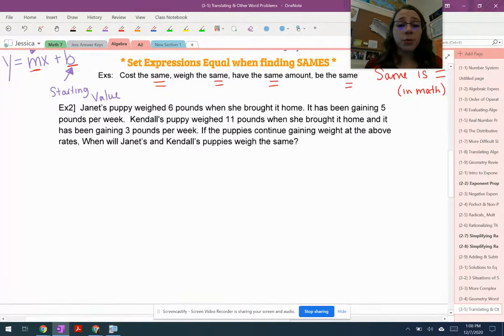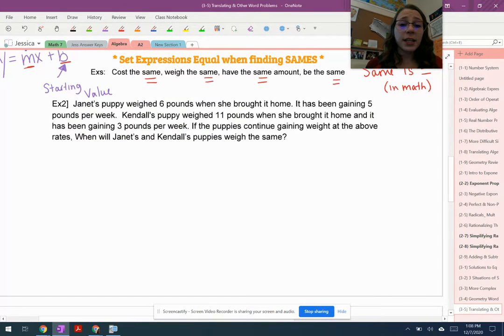So example 2. Janet's puppy weighed 6 pounds when she brought it home. It has been gaining 5 pounds per week. Kendall's puppy weighed 11 pounds when she brought it home, and it has been gaining 3 pounds per week. If the puppies continue gaining weight at the above rates, when will Janet and Kendall's puppies weigh the same amount?